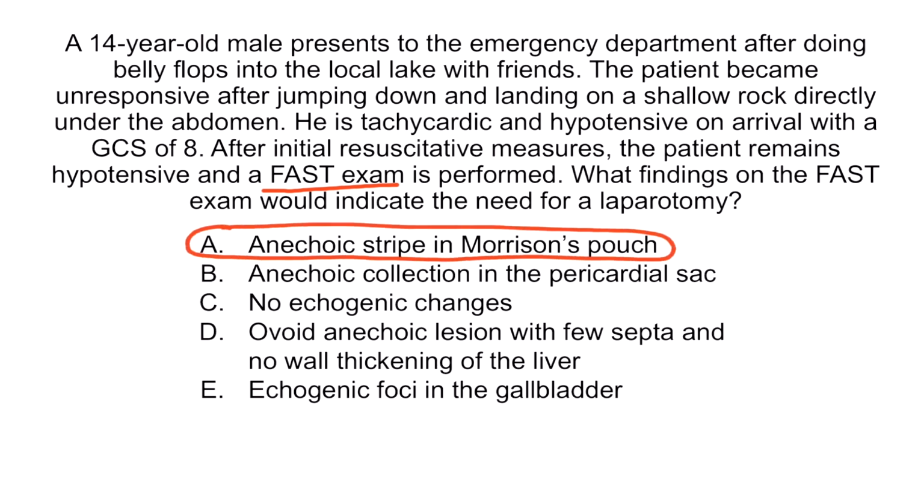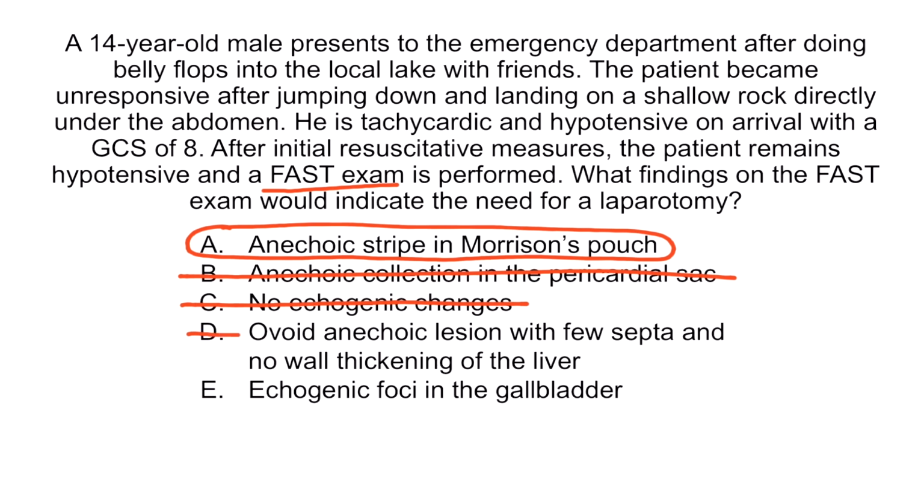An anechoic collection in the pericardial sac would also be a positive FAST exam because that means there is pericardial effusion, or cardiac tamponade if there is right ventricular collapse. If this was the case, then a pericardiocentesis is indicated, not a laparotomy, so B is incorrect. C is incorrect because this is describing a normal FAST exam. If this were the case and the patient is unstable, then DPL is indicated.